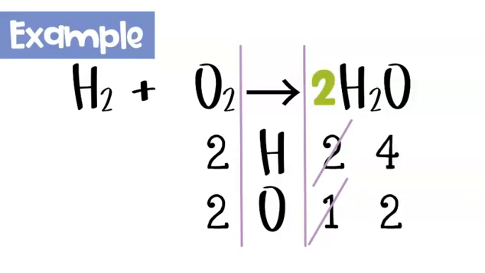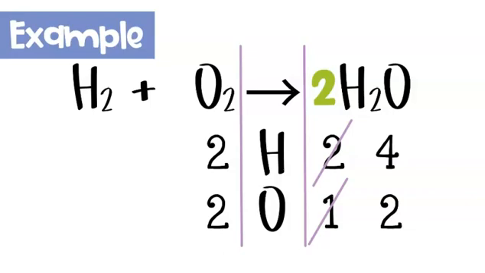Finally, we're going to try to balance. So here I notice we don't have enough oxygen on the right, so we're going to make that 2 waters on the right, and we're going to update our chart to have 4 hydrogens because 2 times 2 is 4, and 2 oxygens because 2 times 1 is 2.